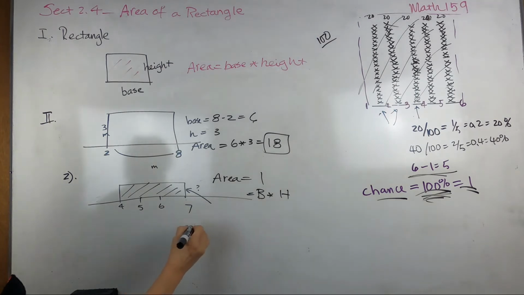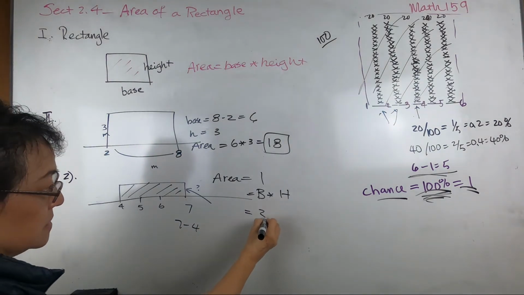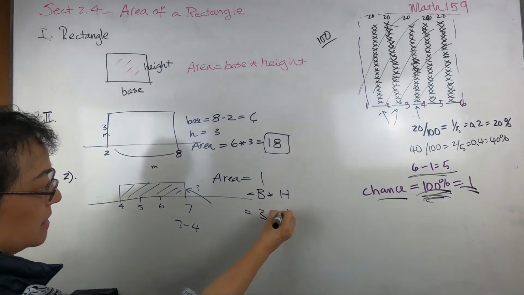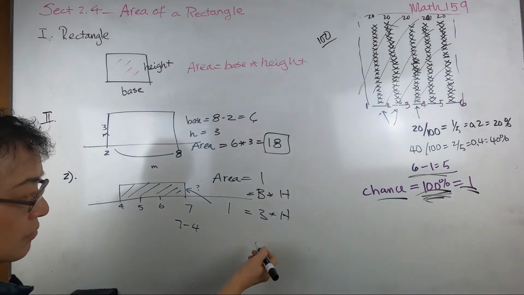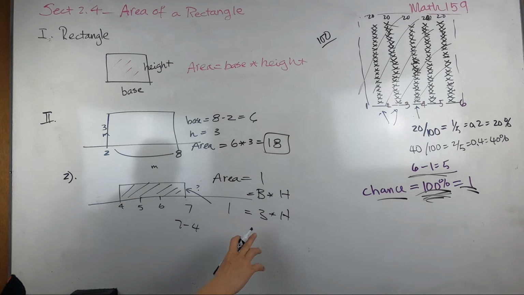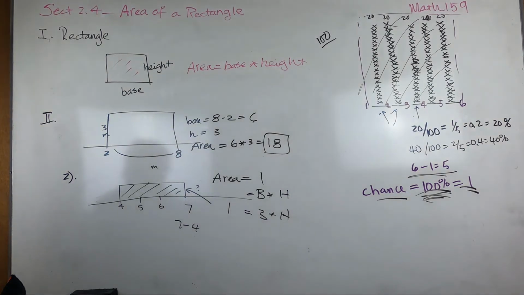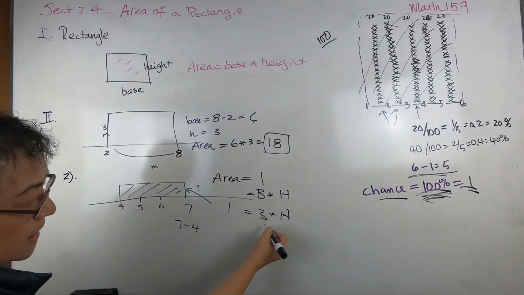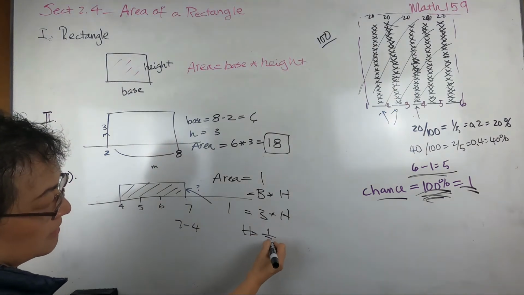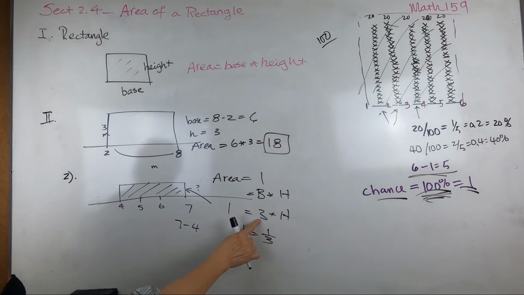So your base is what? The difference, 7 minus 4, is 3. So 3 times height is what? The whole area is 1. What do you think the height would be? We are going to learn how to solve this algebra equation, but at the moment, 1 equals 3 times height, your height would be what? 1/3, right? 1/3 times 3 would be 1. So that's how we find our height.